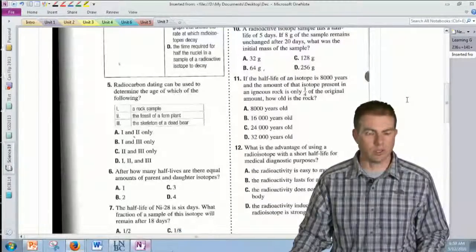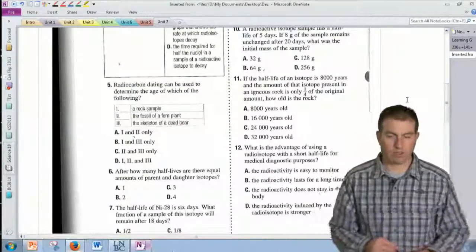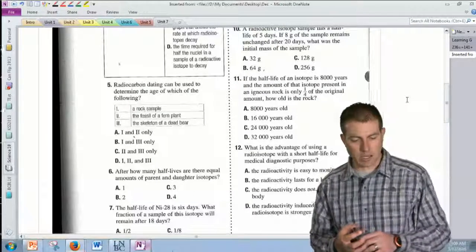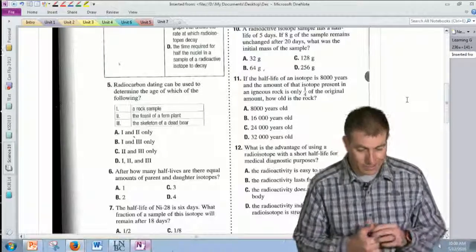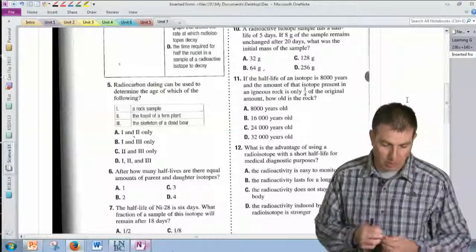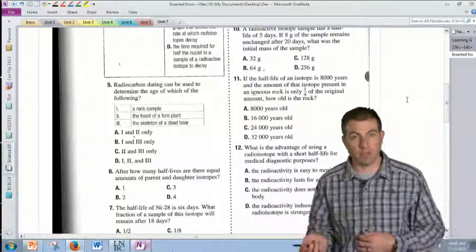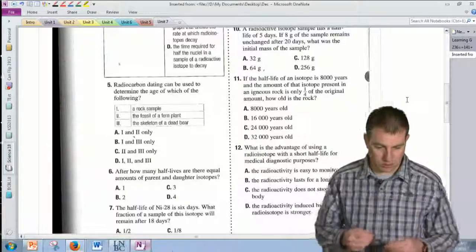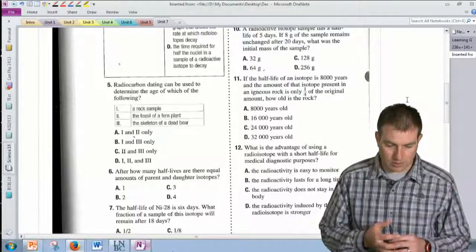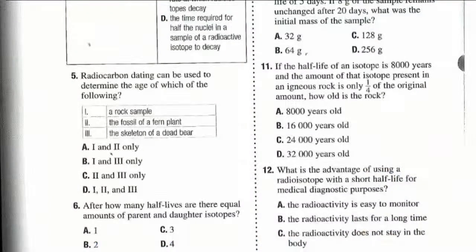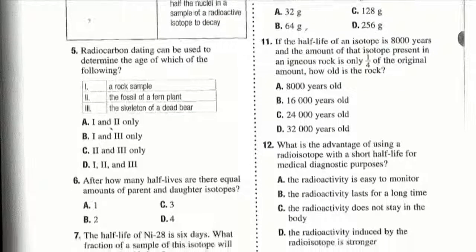Now, the first group, I think was Ava or maybe Abby and Anna. You guys had 5 and 6. Let's just read them, and while I'm reading them, if you want to put your answer for 5 in, and then your answer for 6, we'll double check it. So radiocarbon dating can be used to determine the age of which of the following. Our choices are rocks, fossils, and skeleton of a dead bear. And then number 6, after how many half-lives are there equal amounts of parent and daughter isotopes?